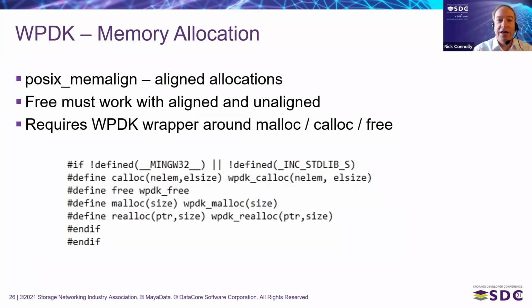POSIX includes an allocator for aligned memory regions, which is similar to Windows aligned malloc, but has one important difference. Free works with both aligned and unaligned memory, whereas Windows requires an explicit aligned_free call. This means that WPDK has to wrap all malloc, calloc, realloc, and free calls, as well as anything that returns an allocated buffer, such as strdup.